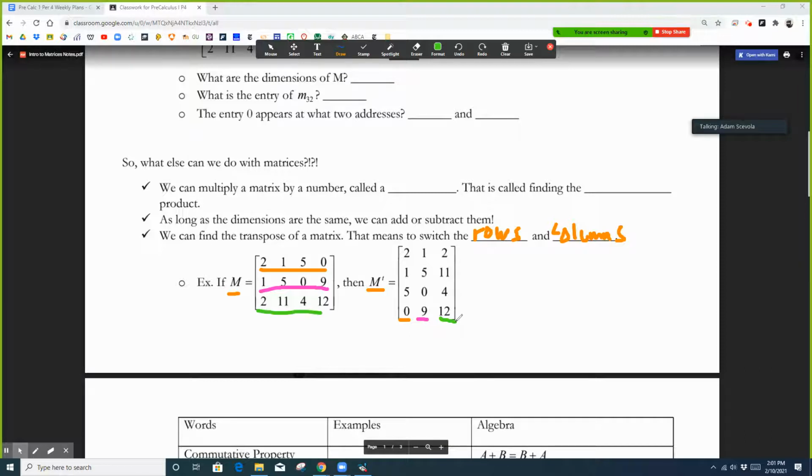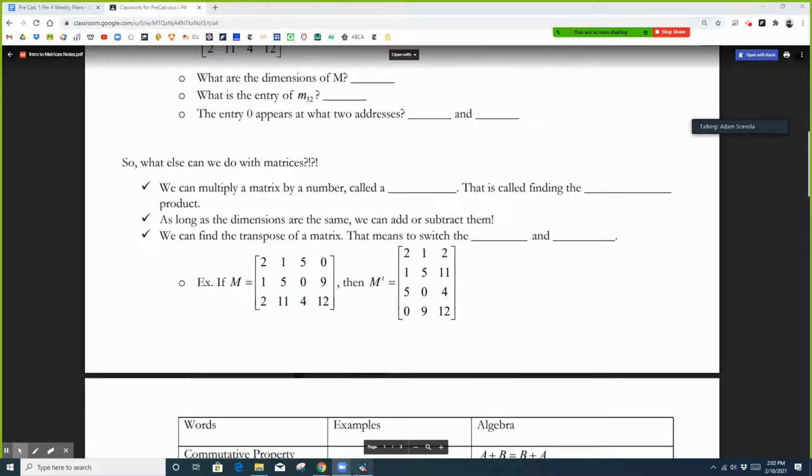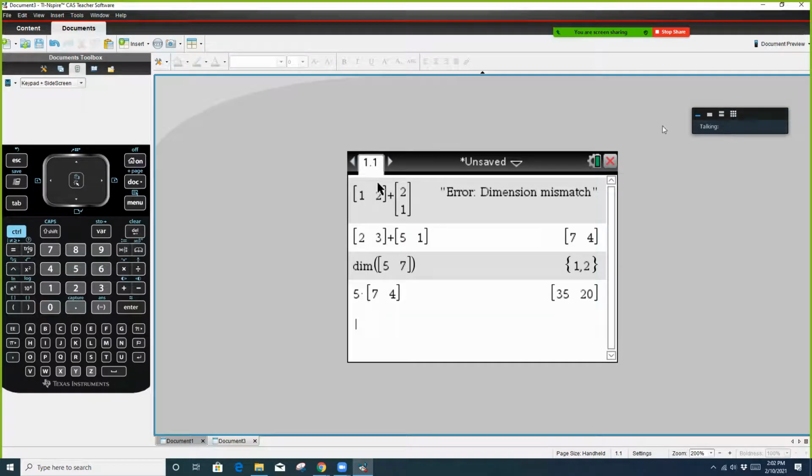Now, sometimes you want to do that in certain word problems. If you don't like the way it's expressed, sometimes you want to transpose it. But other times I'll just tell you straight up to transpose it. And you can always check it on the calculator too.